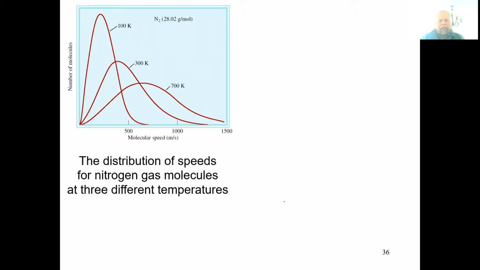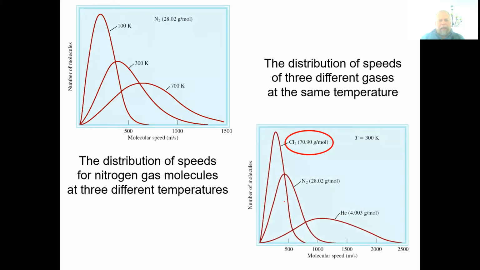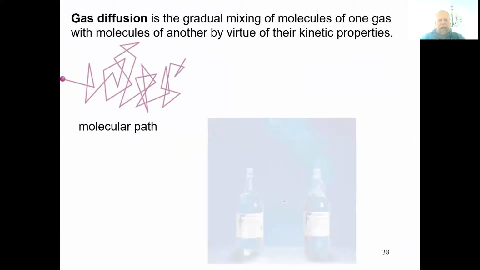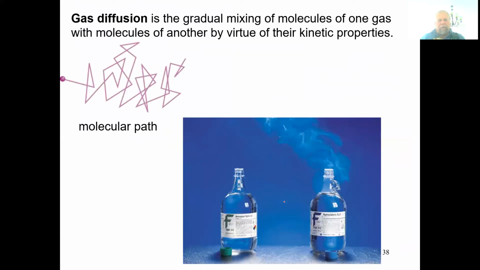Here's the distribution of speeds at different temperatures, and then 3 different gases at the same temperature. And so there's a root mean squared velocity there related to the molar mass of the gas. Gas diffusion, essentially you have those together, gradual mixing of them.